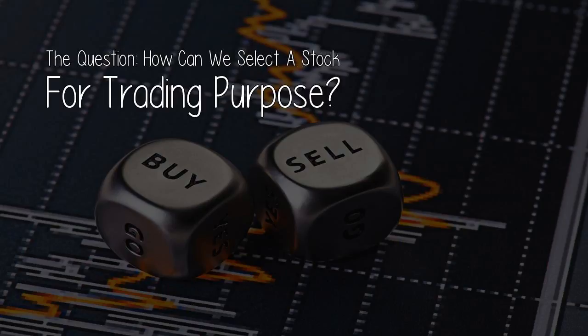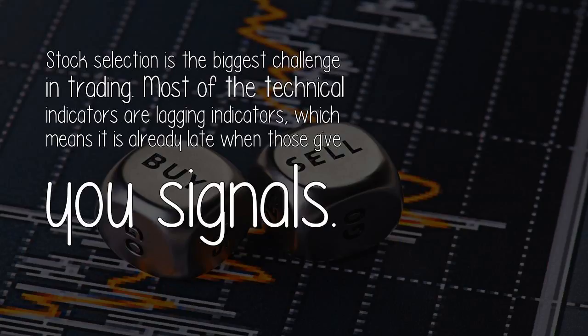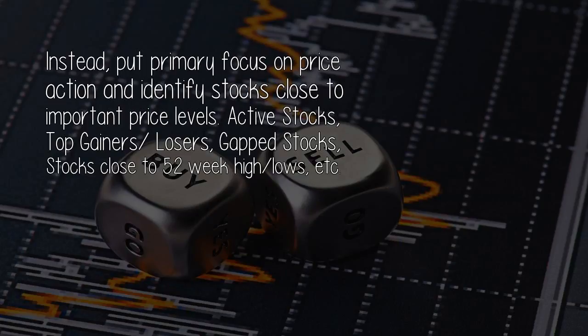The question: how can we select a stock for trading purposes? Answer by Rajiv Ranjan Sinha. Stock selection is the biggest challenge in trading. Most of the technical indicators are lagging indicators, which means it is already late when they give you signals. Instead, the primary focus should be on price action and identifying stocks close to important price levels: active stocks, top gainers/losers, gapped stocks, stocks close to 52-week highs/lows, etc.